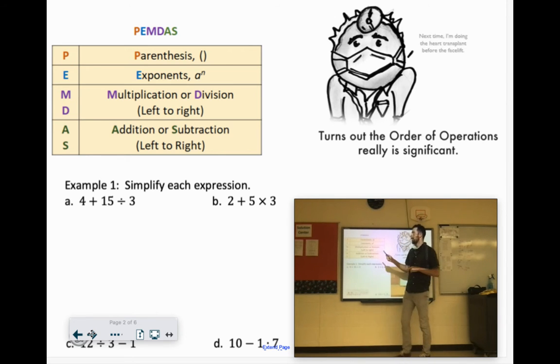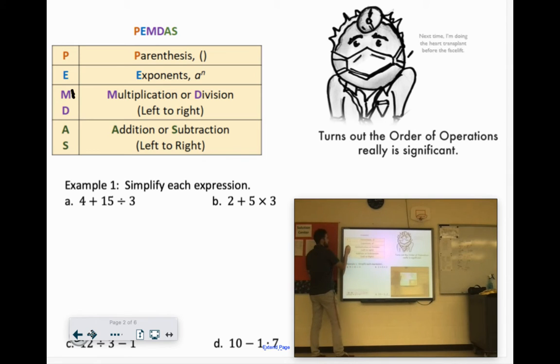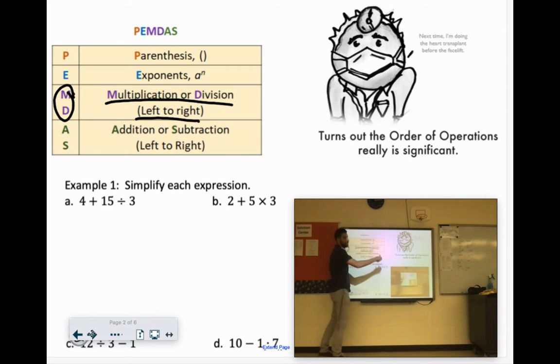Now the M and the D. A lot of people think that with multiplication and division, you always do multiplication first and then division. But they're actually the same step. Multiplication and division are the same step. Once you get it down to that, you start on the left and you go to the right.